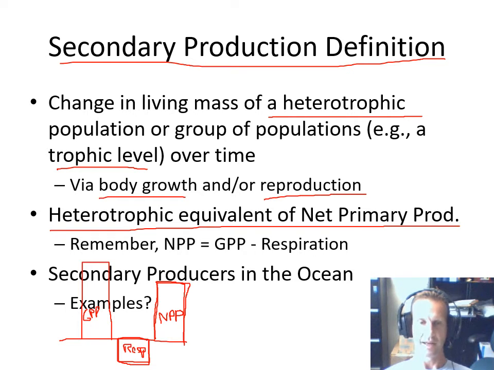Okay, so in the sea, moving on from our terrestrial example where we had grass and sheep and wolves, what would be some examples of secondary producers? Well, basically any animal in the ocean would be a secondary producer. So it could be a fish, a squid, a clam, shrimp, copepod. Any animal in the ocean could be considered a secondary producer.